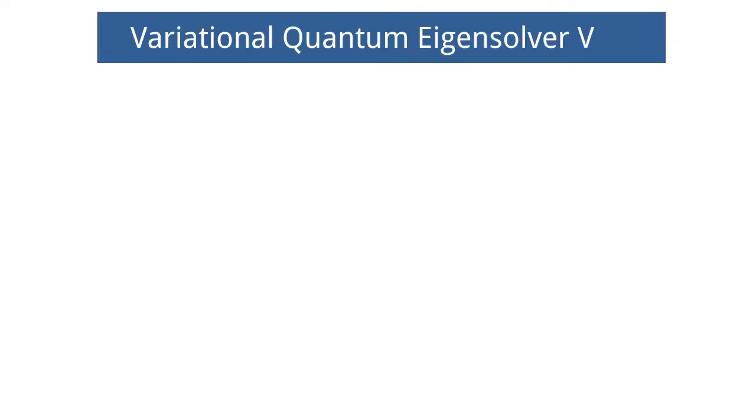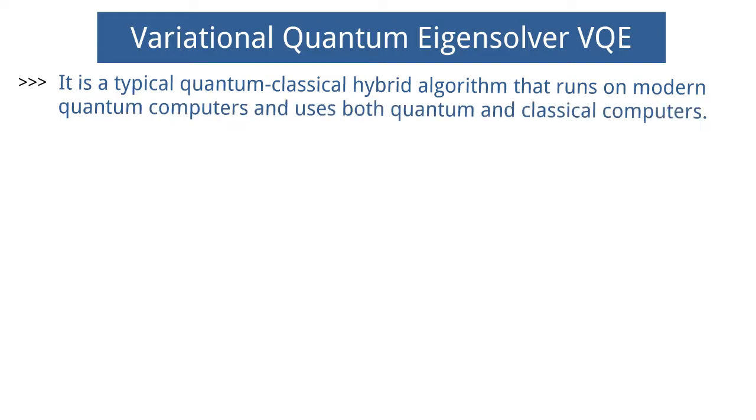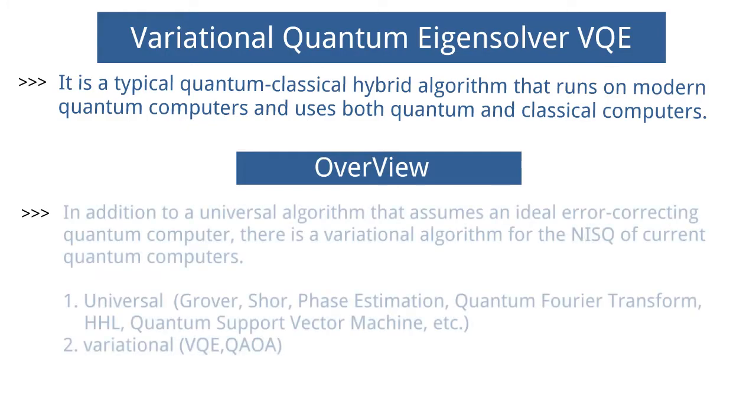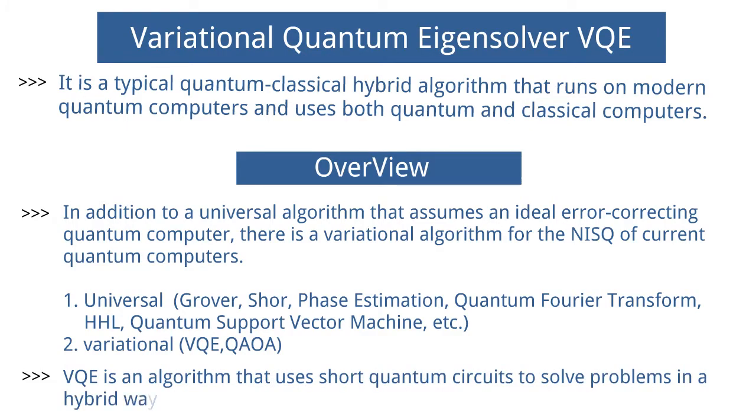Variational Quantum Eigensolver, VQE. It is a typical quantum-classical hybrid algorithm that runs on modern quantum computers and uses both quantum and classical computers. Overview. In addition to a universal algorithm that assumes an ideal error-correcting quantum computer, there is a variational algorithm for the NISQ of current quantum computers. Universal ones are Grover, Shor, phase estimation, quantum Fourier transform, HHL, quantum support vector machine, etc. Variational ones are VQE, QAOA. VQE is an algorithm that uses short quantum circuits to solve problems in a hybrid way with existing computers.